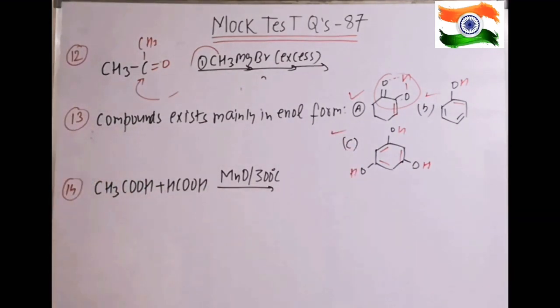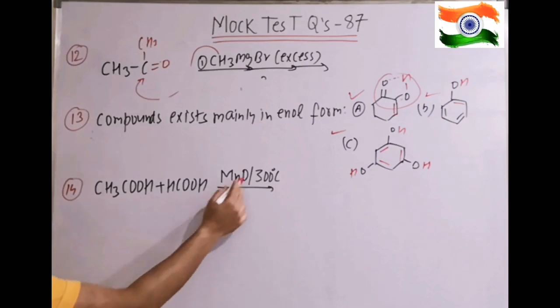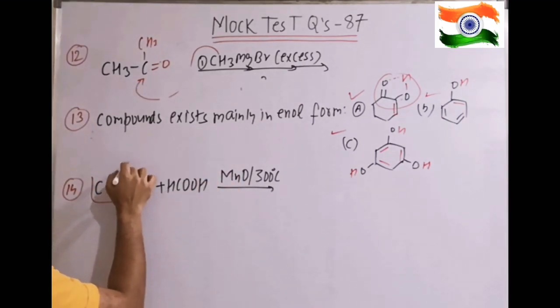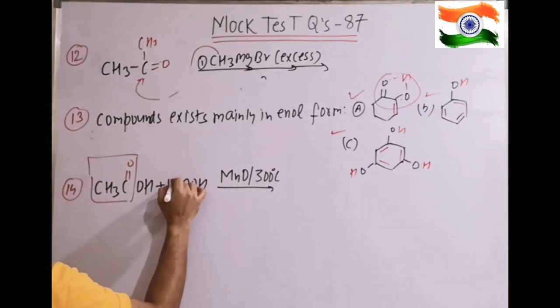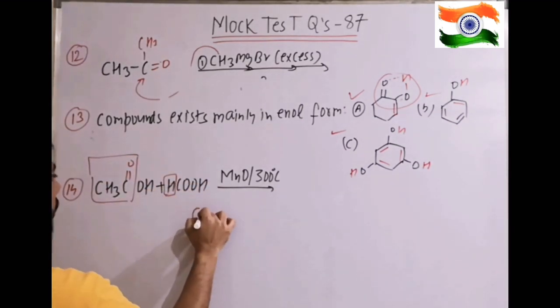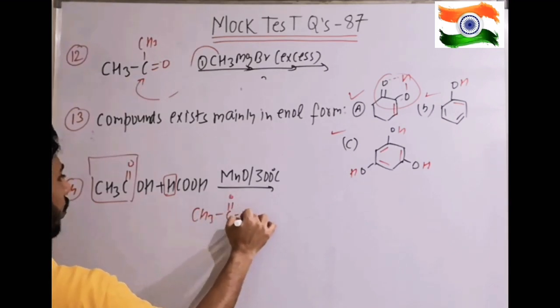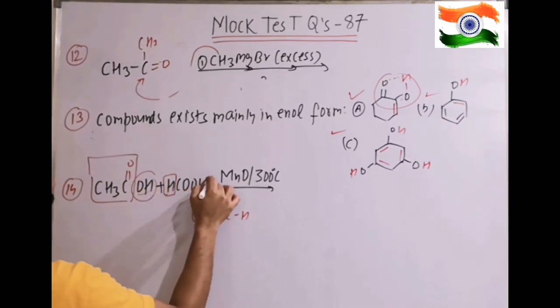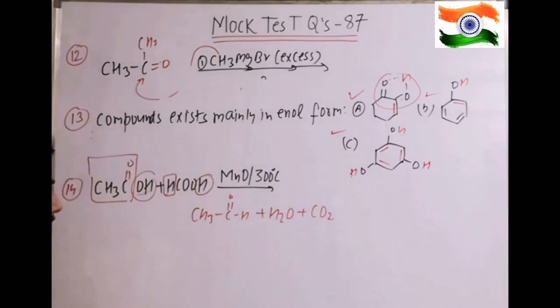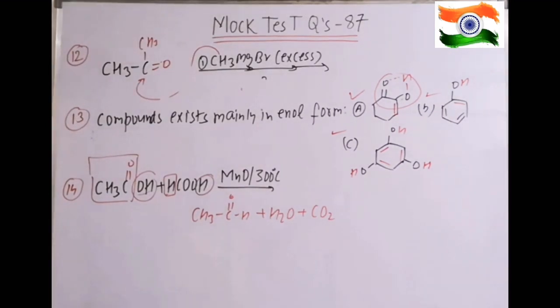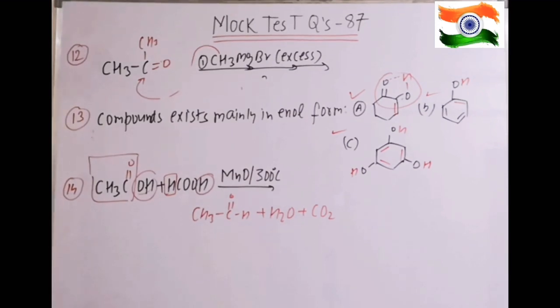Next is acetic acid with formic acid with MnO. This C double bond O part combines with the H of this, and it forms CH3CHO, and the other portion leaves as H2O plus CO2. Not that important a reaction, but it is given here, so you can remember it is heating with manganese oxide. Carboxylic acids on heating with manganese oxide result in carbonyl compound formation. Okay, thank you.